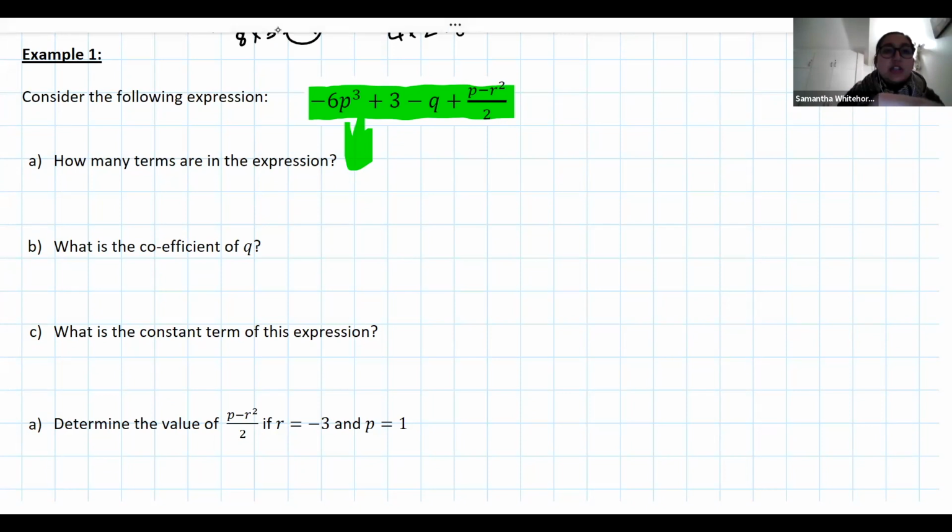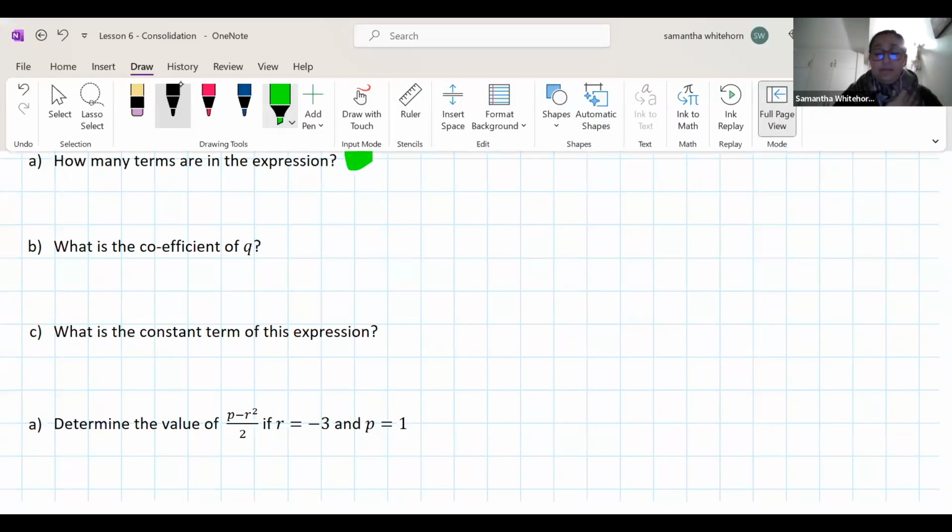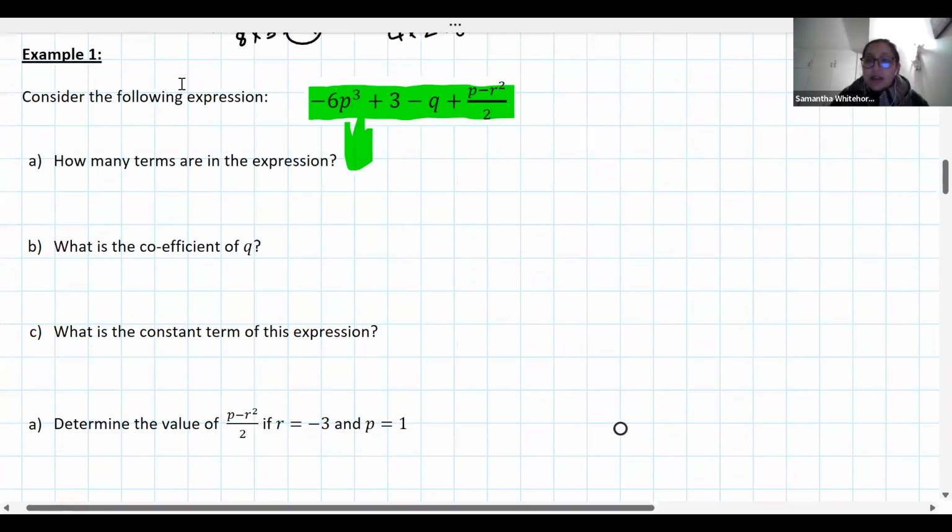So my first question to you, and I want your answers on the chat. How many terms are there in this expression? So in the chat, I want to see your answers. How many terms do I have in this expression?